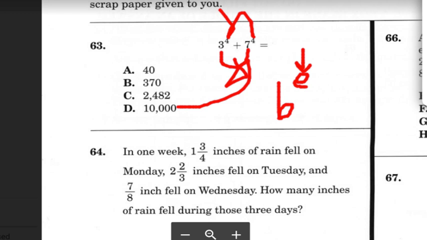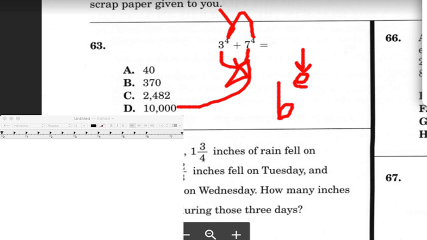Let me bring up another tool here for us to use. Okay, there we go. So 3 to the caret 4. Caret means to the power of 4. That's equal to 3 times 3 times 3 times 3.